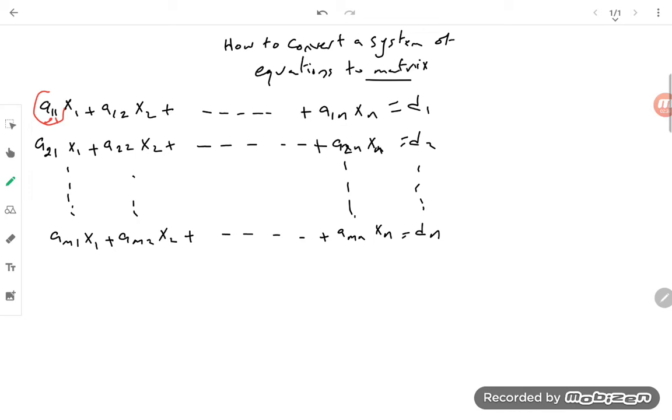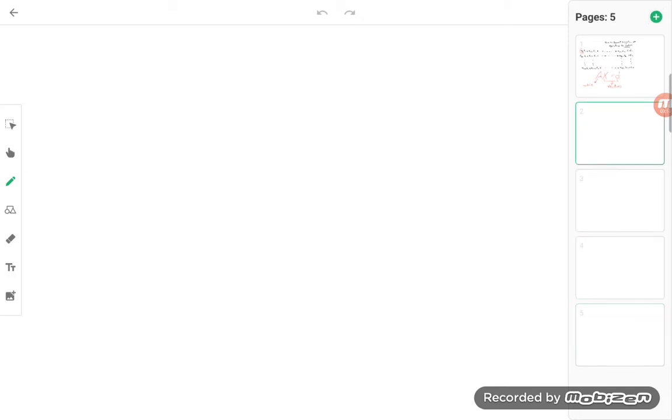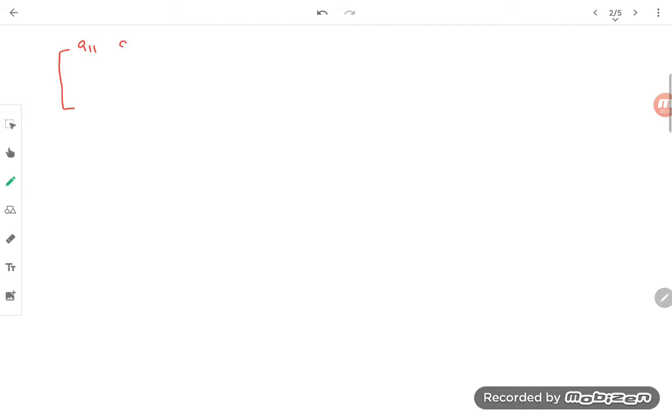We are going to collect all A's into one matrix A and all X's in one vector X, and finally all D's in one vector D. So we can write this system of equations in the form AX equals D, where A is a matrix and X and D are vectors. So we can write this as follows: A11, A12, A1n, A21, A22, A2n, Am1, Am2, Amn. This is matrix A.